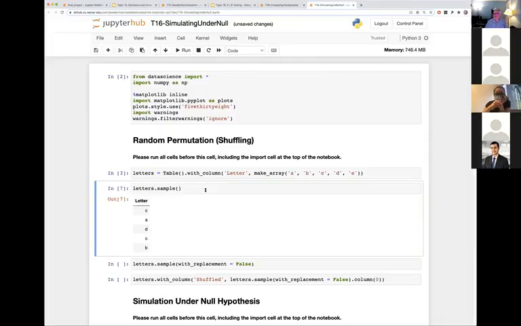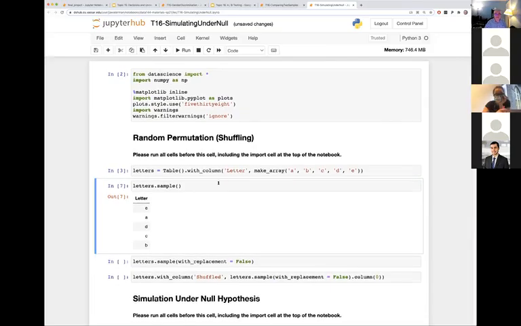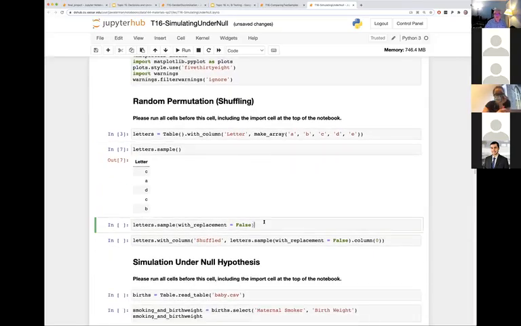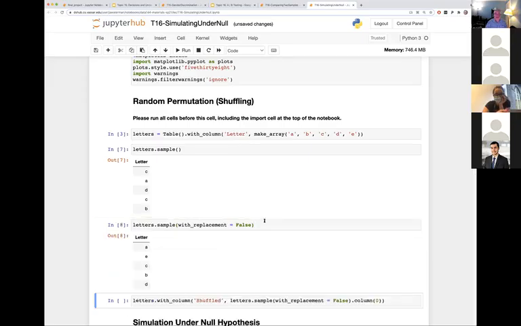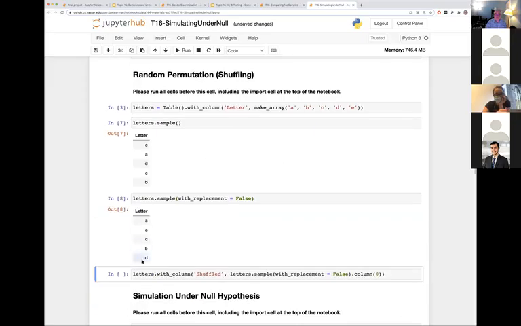We want the same number of trues and falses, of smokers and non-smokers, to appear. We don't want to change the number of smokers and non-smokers for that. So instead of sampling with replacement, all we need to do is turn replacement off. If we set with replacement to false, that's going to guarantee that, and if we sample the whole table, that's going to guarantee that each letter shows up exactly once.